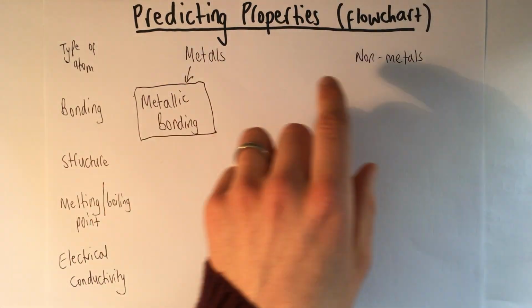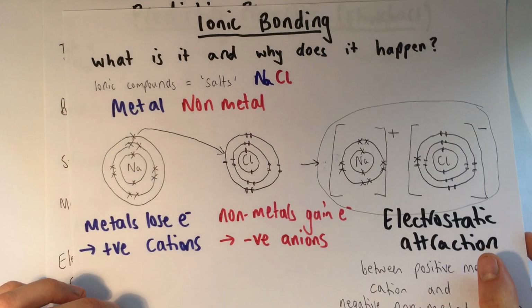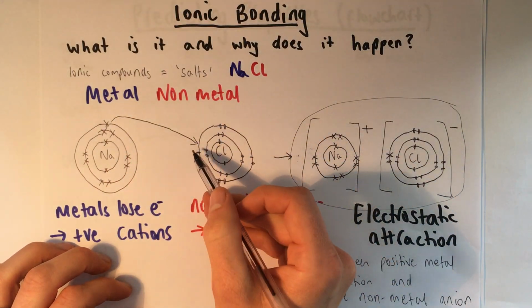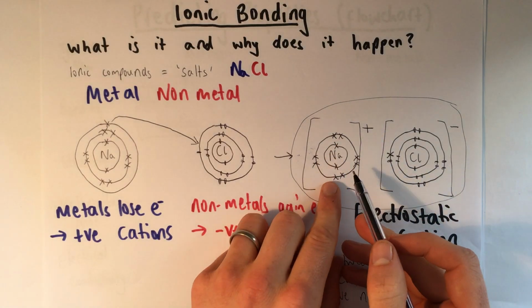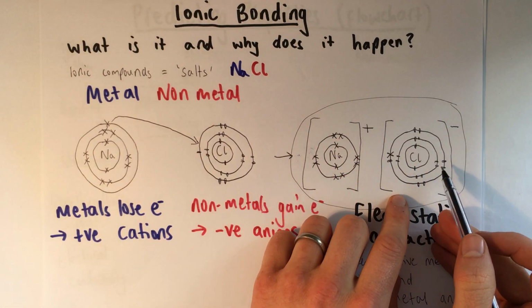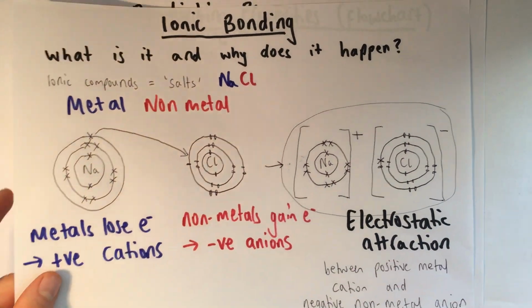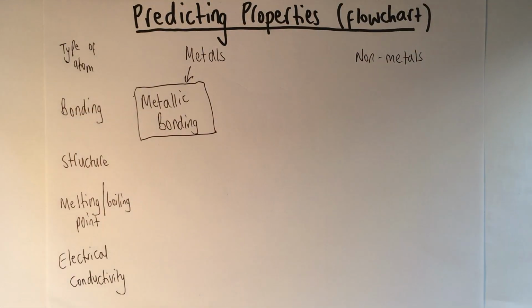Okay, what about if we've got metals and non-metals? Well, in that case, the metal atom will lose electrons, the non-metal atom will gain electrons, and we'll get positive cations and negative anions, and then it's the attraction between those two that bonds it together. That's called an ionic bond. So this is ionic bonding.